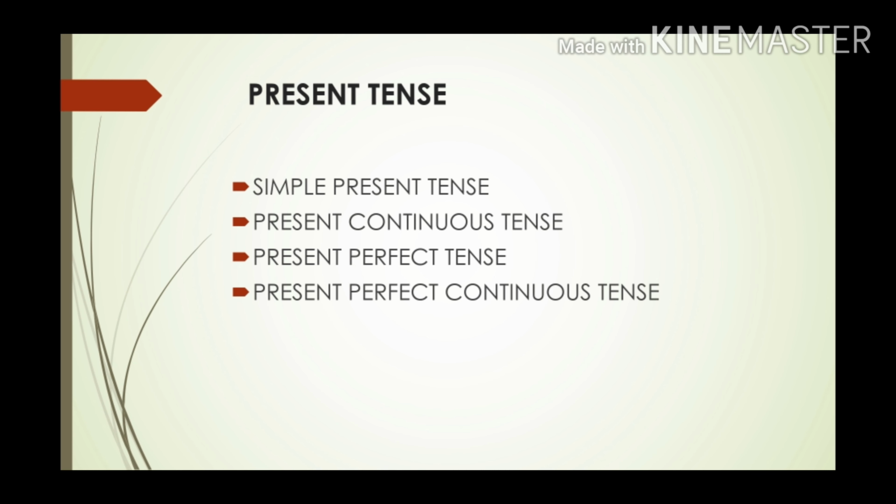Now let's begin our topic, that is present tense. So present tense is divided into four parts, which is simple present, that is also known as present indefinite, then present continuous tense, then present perfect tense, and present perfect continuous tense. Let's start with simple present.